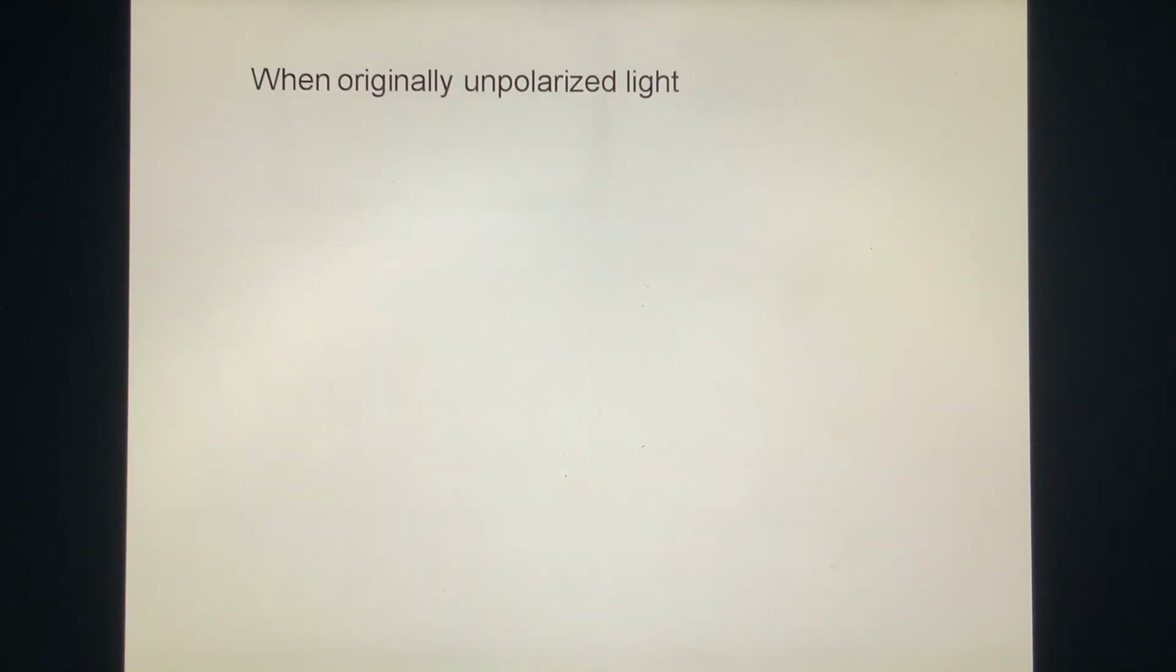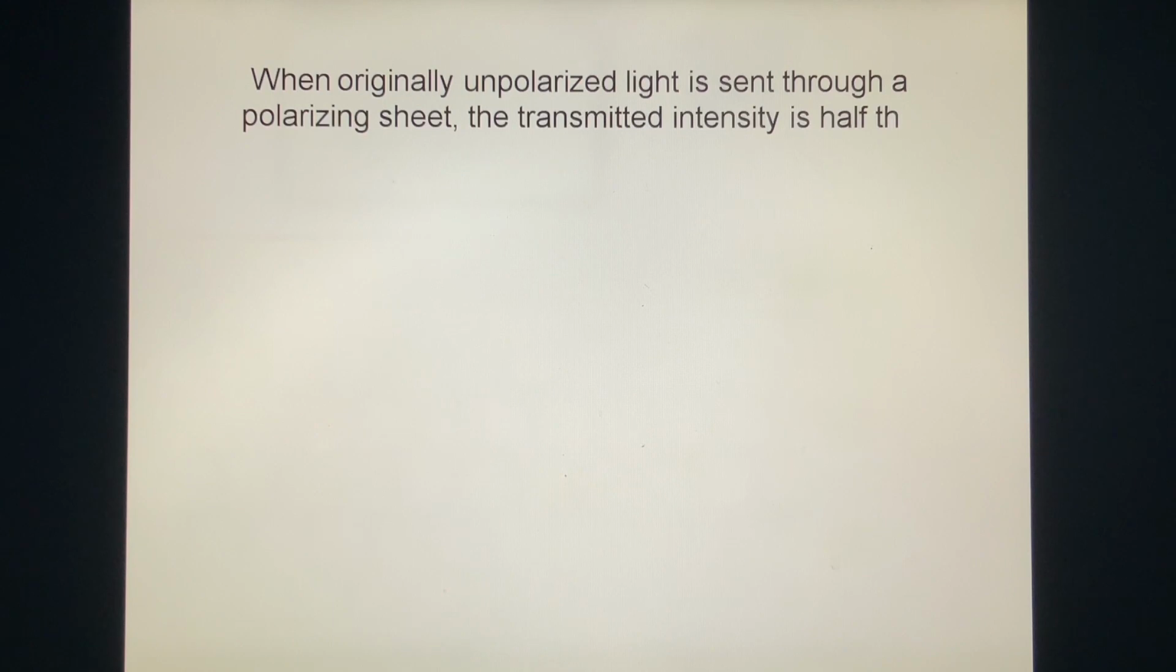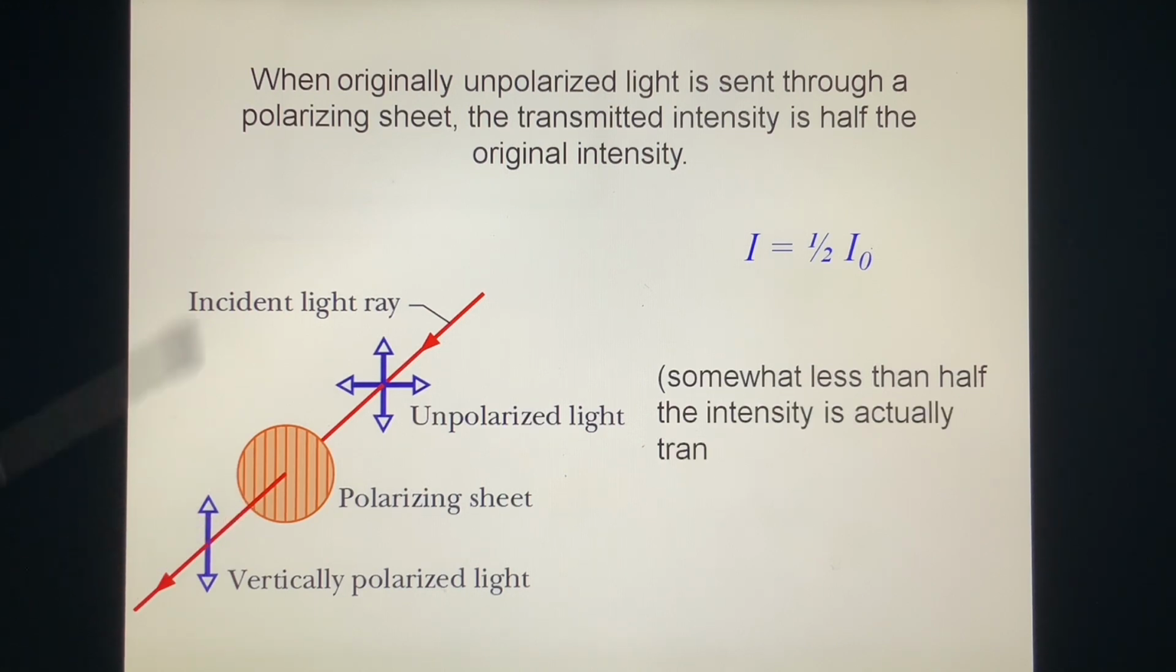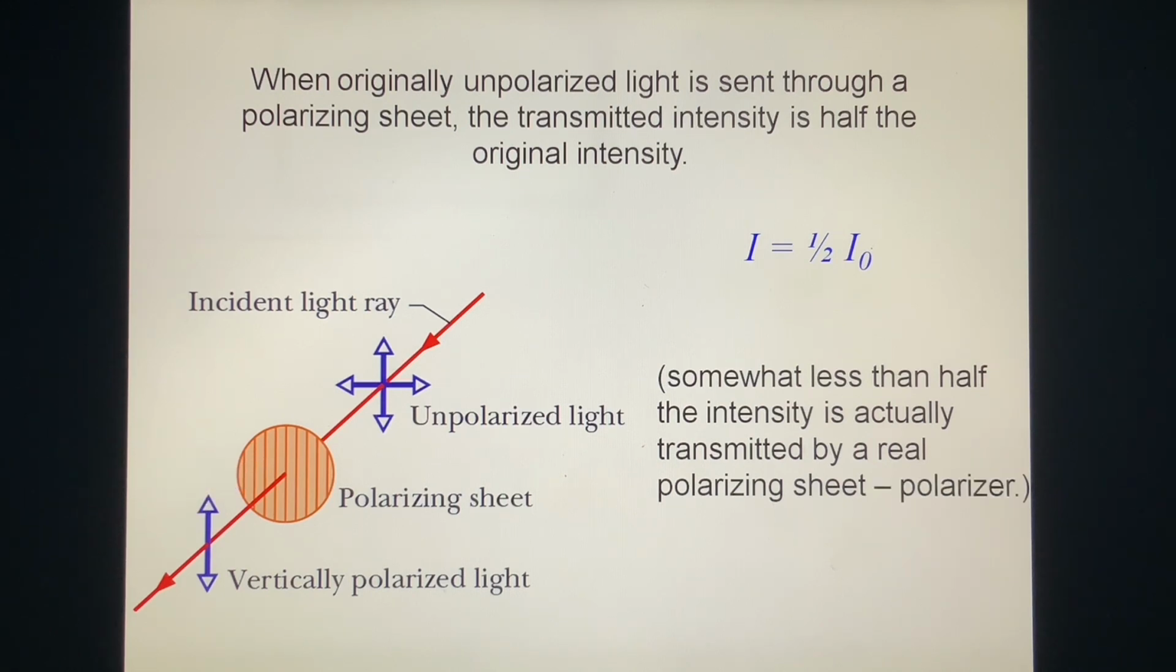When originally unpolarized light is sent through a polarizing sheet, the transmitted intensity is half of the original intensity. Okay, because half was absorbed, half passed. So I is equal to half I0. Somewhat less than half the intensity is actually transmitted by real polarizing sheets.